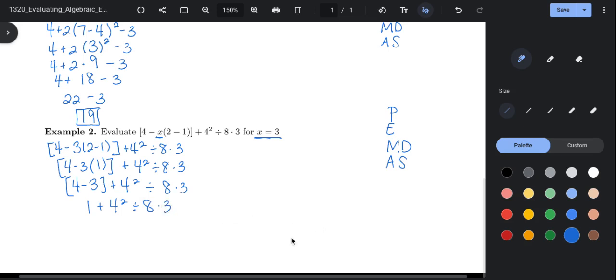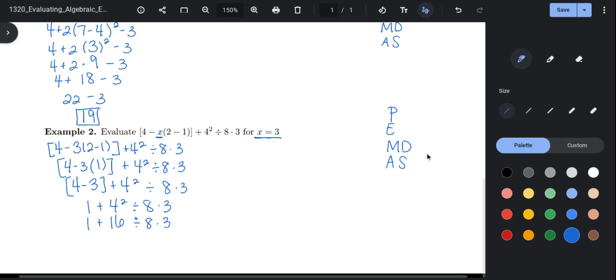So we have gotten rid of all of our parentheses. And the next thing that we're looking for is our exponents, which we have. So we're going to evaluate 4 squared, which again is 4 times 4. So we get 16, copying the rest of my expression. So we got rid of all of our exponents. They've all been evaluated. So next we're looking for our multiplication and division.